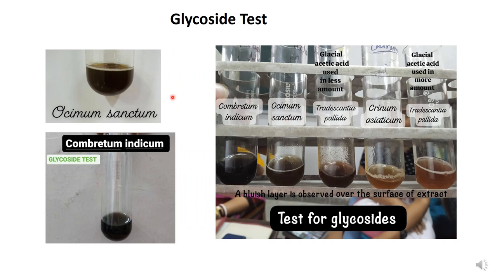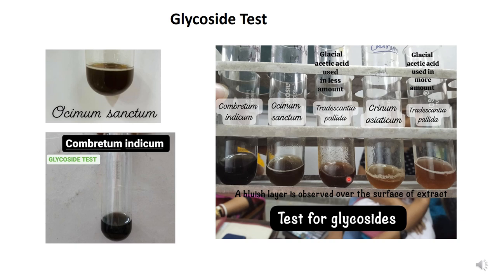In this slide you can see that Ocimum sanctum, which is the tulsi plant, is also showing blue color, but it is not very prominent. In Combretum indicum, which is Quisqualis, you can see a bluish appearance here. And these are some more plants where you see the appearance of blue color, and some of the plants are not showing blue color. So the appearance of blue color you can see in Combretum indicum, Ocimum sanctum, and Tradescantia, while in Crinum asiaticum and Tradescantia pallida you are unable to see any blue color.